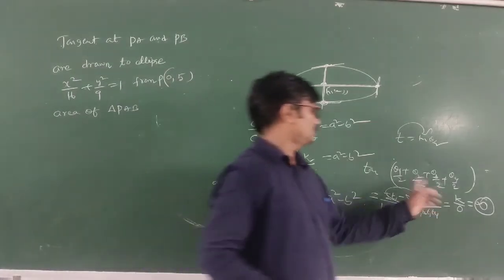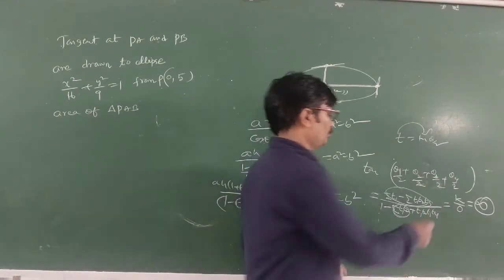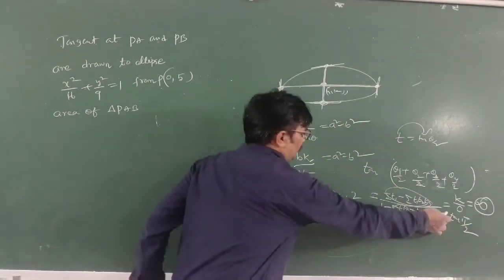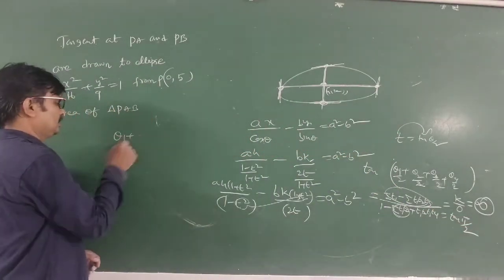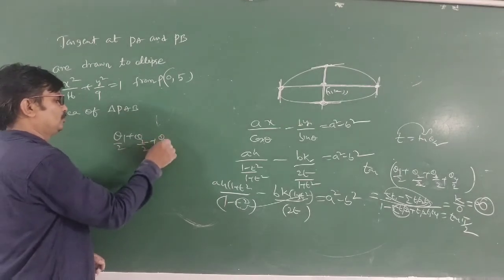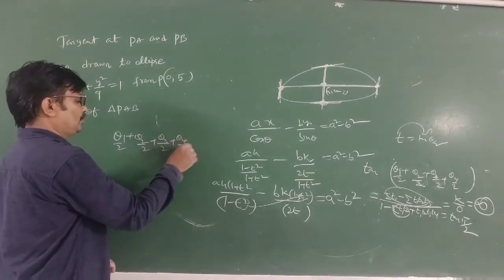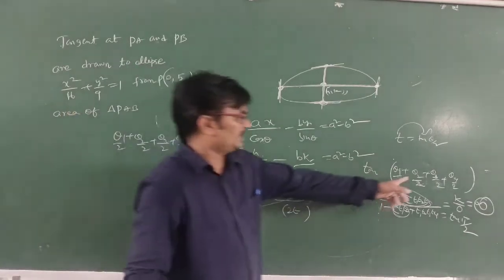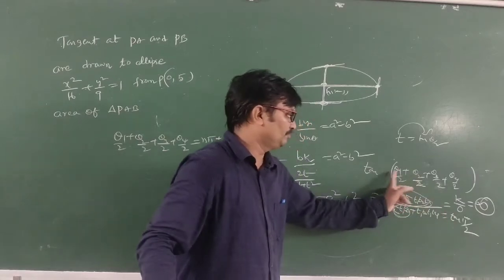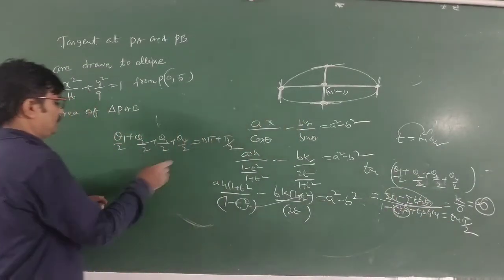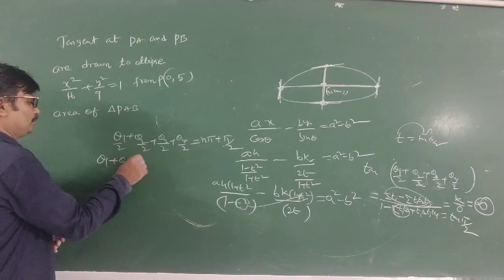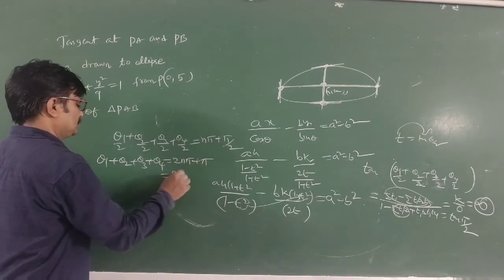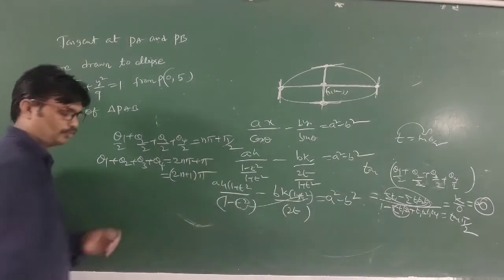So tan of (theta 1 plus theta 2 plus theta 3 plus theta 4) by 2, we got tan of pi by 2. We know that if tan theta equals tan alpha, everybody knows that theta 1 by 2 plus theta 2 by 2 plus theta 3 by 2 plus theta 4 by 2 equals n pi plus alpha. In the first year we know that tan theta equals tan alpha gives theta equals n pi plus alpha. That is, theta 1 plus theta 2 plus theta 3 plus theta 4 equals 2n pi plus pi. This is (2n plus 1) into pi.